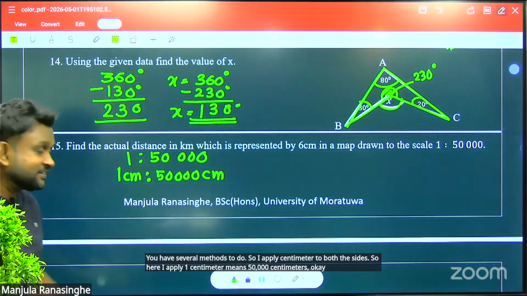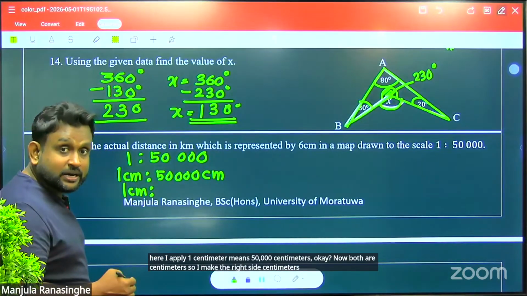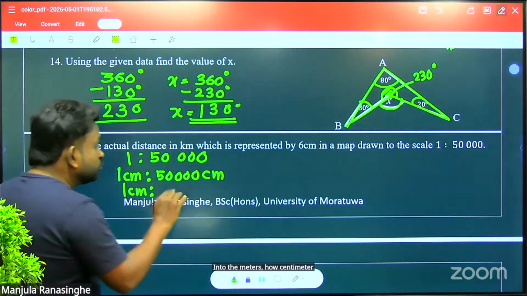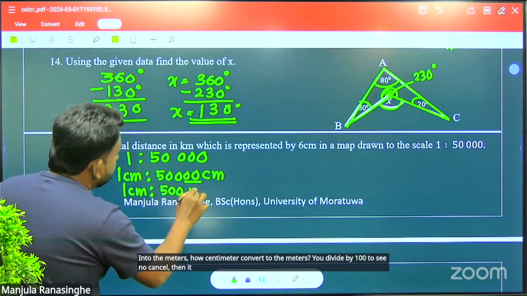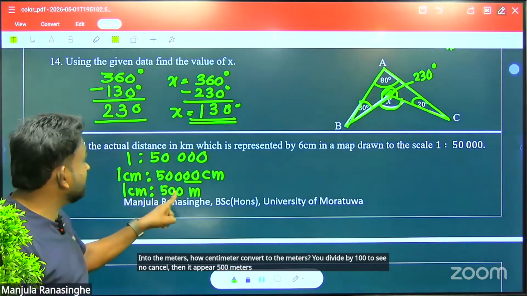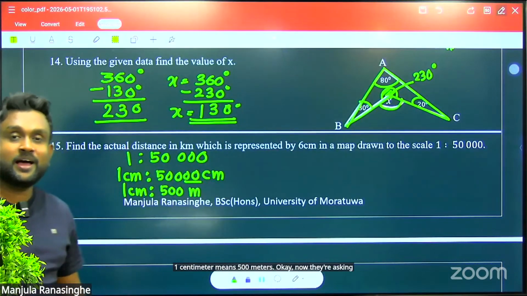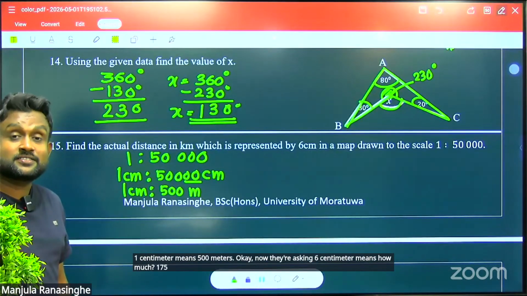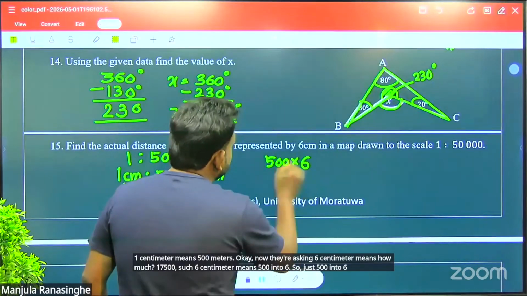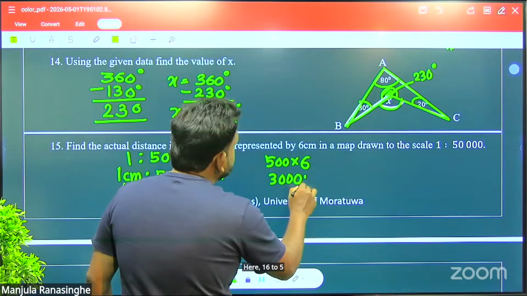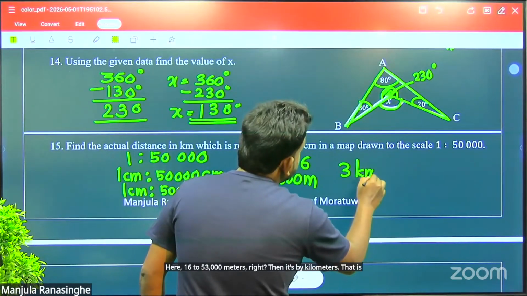Okay. Now both are centimeters. So I convert the right side from centimeters into meters. How? To convert centimeters to meters, you divide by 100. Two zeros cancel, then it appears as 500 meters. 1 centimeter means 500 meters. Okay, now they are asking, 6 centimeters means how much? 1 centimeter is 500, so 6 centimeters is 500 into 6. So 500 into 6 multiply, 6 into 5, 30, 3000 meters, right? Then in kilometers, that is 3 kilometers. This is the answer.